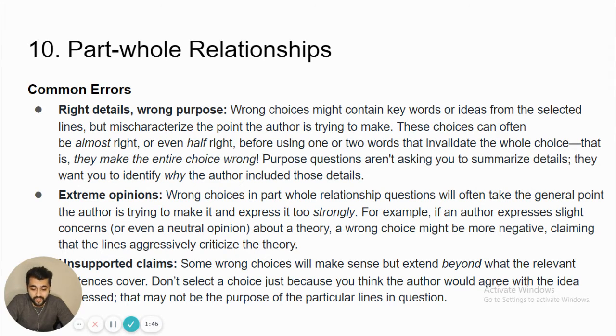Number two, extreme opinions. Wrong choices in part-whole relationship questions will often take the general point that the author is trying to make and express it too strongly. For example, if an author expresses slight concerns or even a neutral opinion about a theory, a wrong choice might be more negative, claiming that the lines aggressively criticize the theory. Number three, unsupported claims. Some wrong choices will make sense but extend beyond what the relevant sentences cover. Don't select a choice just because you think the author would agree with the idea expressed. That may not be the purpose of the particular lines in question.